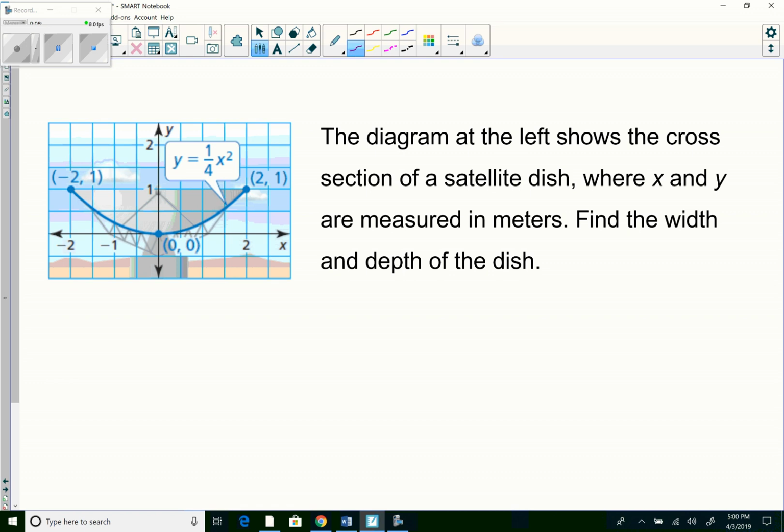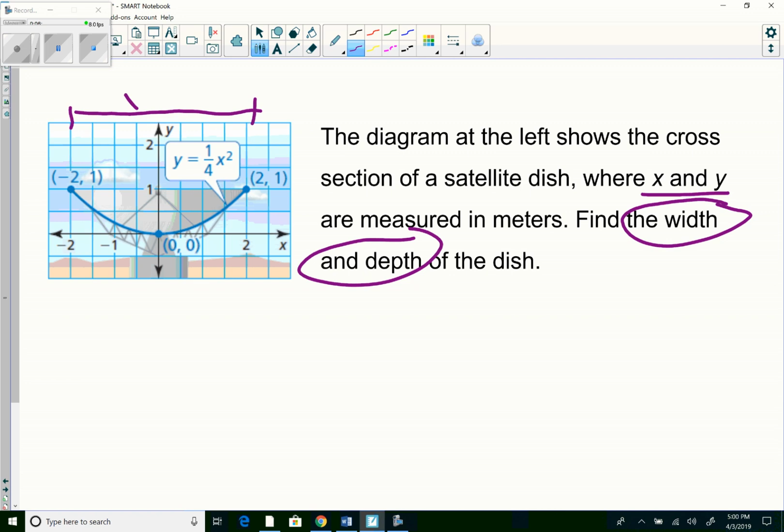So the diagram at the left shows the cross-section of a satellite dish. We've got X and Y, those are measured in meters. Our job is to find the width and the depth. So we want to find this width, and then we want to find this depth here.